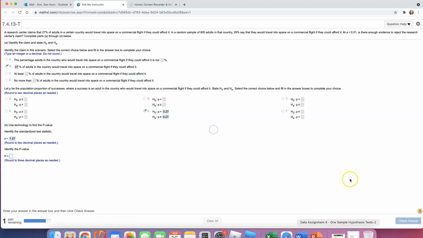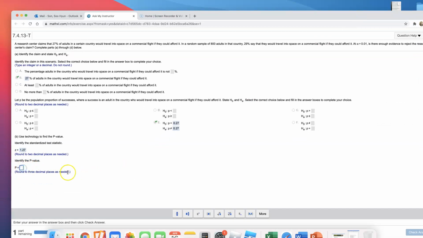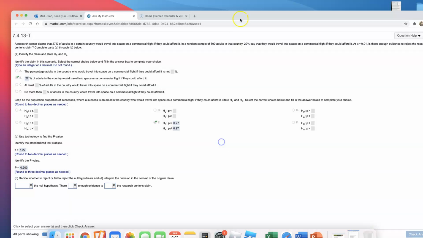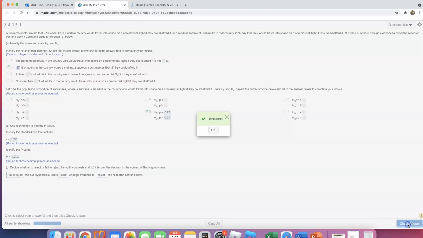And the p-value is 0.2026 for my problem, but yours may be a little bit different. Round carefully to 3 decimal places, and let's interpret this p-value. The p-value is too big. It's 0.203. We wanted it to be smaller than 0.01. We're going to have to say fail to reject the null hypothesis. There's not enough evidence to reject the claim. And that is it for this problem.